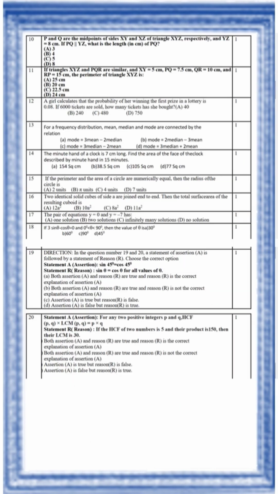Now 10th question. P and Q are the midpoints of the sides XY and XZ of the triangle XYZ respectively, and YZ is 8 cm. If PQ is parallel to YZ, then what is the length of PQ in centimeters? This is triangle XYZ. This is X, this is Y, this is Z, this is 8 centimeter. This is PQ.